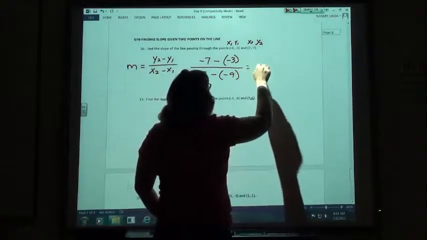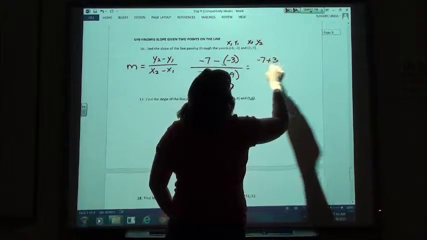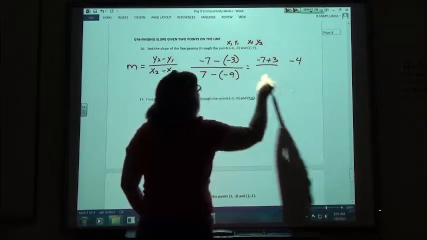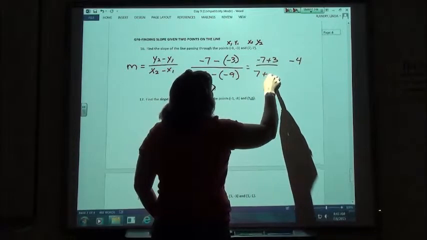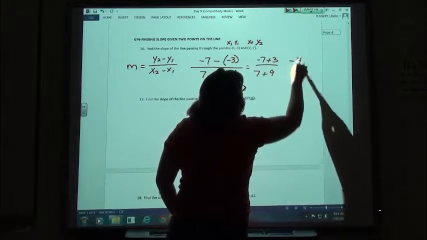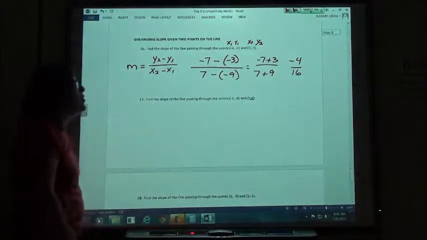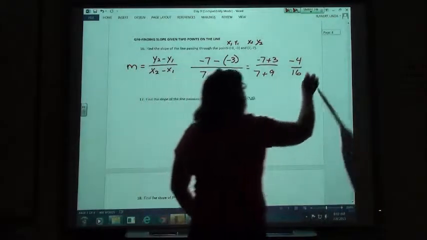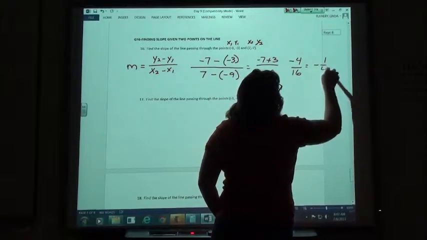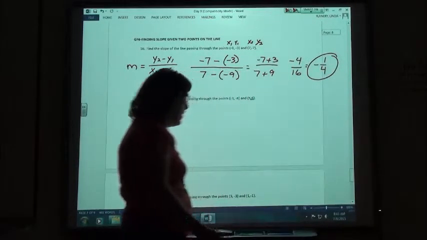So I'm going to have negative 7 plus 3, which is negative 4. And then I'm going to have 7 plus 9, which is 16. And of course, I've got a fraction, so I want to simplify that. So I'm going to get negative 1/4 for my slope.